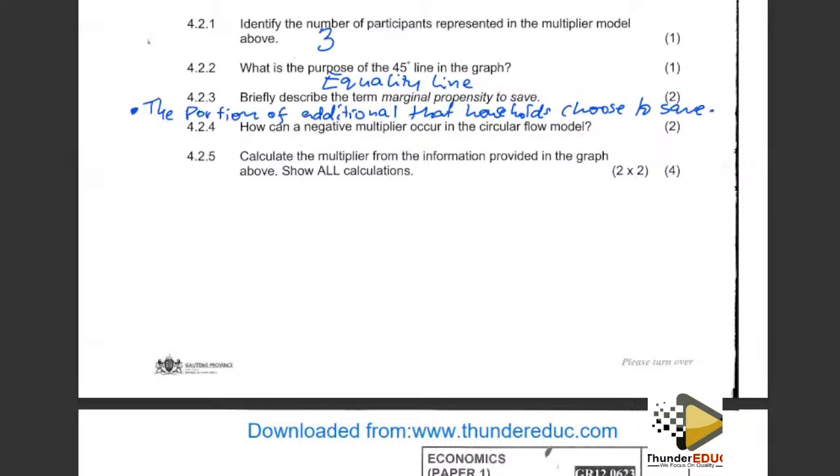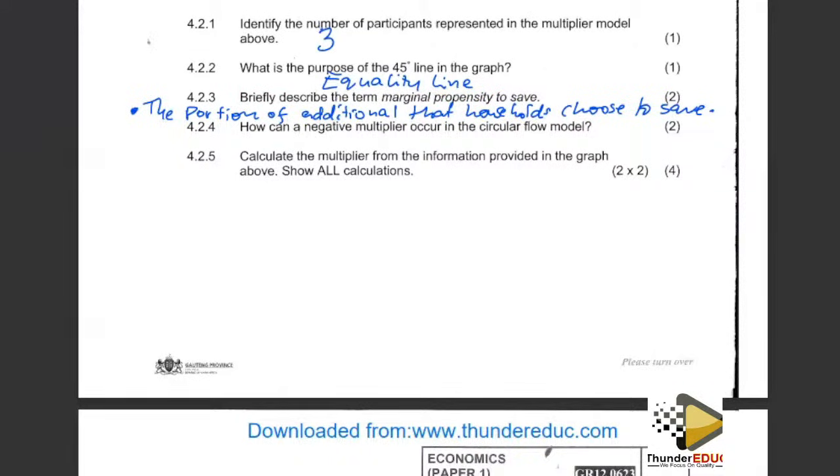And the next question that we are faced with is 4.2.4, and it reads as follows. How can a negative multiplier occur in the circular flow model? Remember, great talks, I always tell you that whenever you are dealing with any question, make sure that you identify the keywords. And the keywords are the ones that are going to alert you. So in this regard, the keywords are the word multiplier, and the phrase circular flow. Remember I said whenever we talk of the multiplier, we refer to changes in national income brought by the change in either leakages or injections.